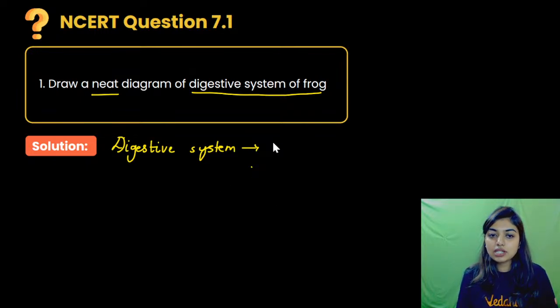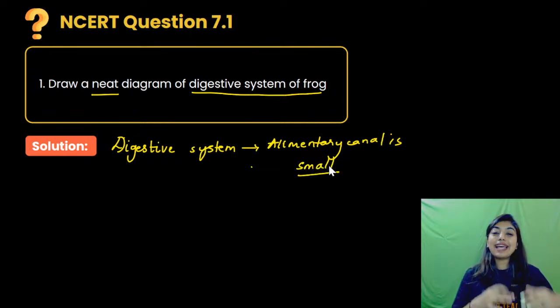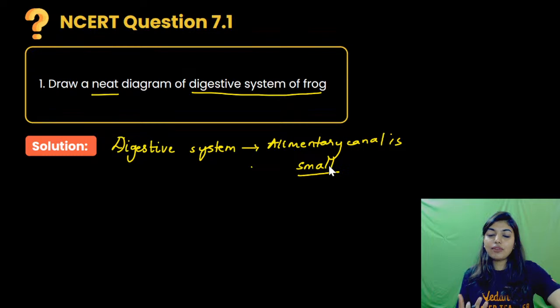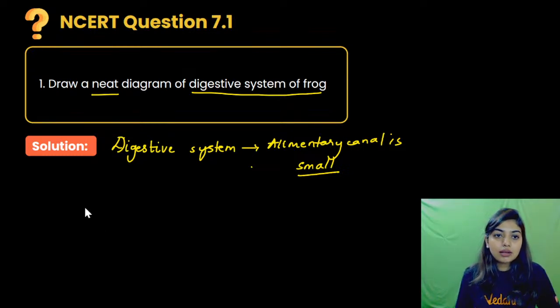First thing about the digestive system of frog is the alimentary canal. The alimentary canal is small. Now why is it small? It's small because frog is carnivorous. In carnivorous animals you do not need a long one. Students, I think we should use the word short, because that's the exact word of NCERT. So the alimentary canal is short.